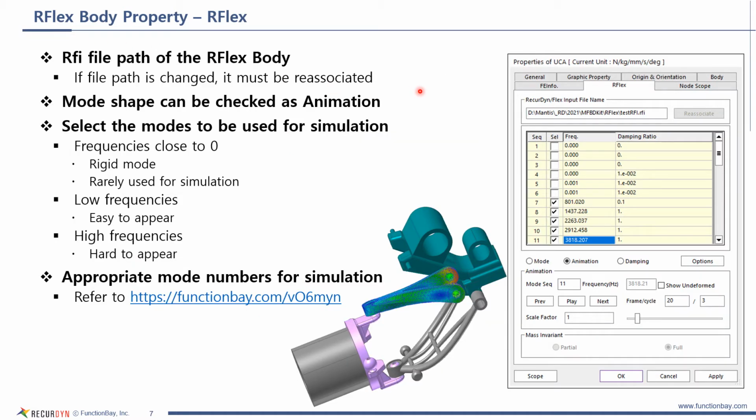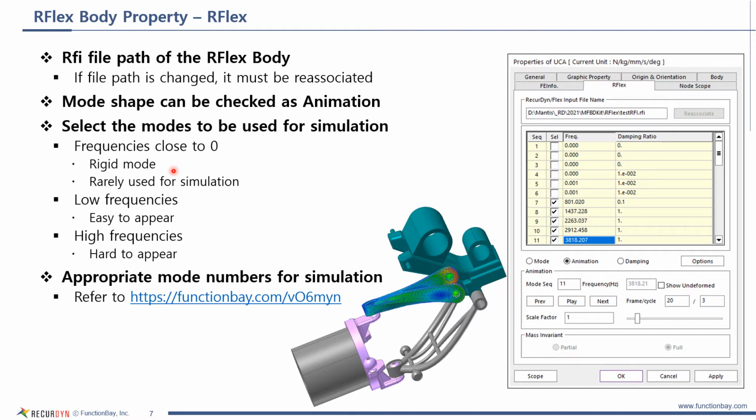RFlex tab shows information about an RFI file and modes. First, RFI file path is displayed. Even after importing the file, the RFI file must exist to use the RFlex body properly. Also, if you select each mode, you can check the mode shape as animation. Users can specify which mode to use for the simulation.